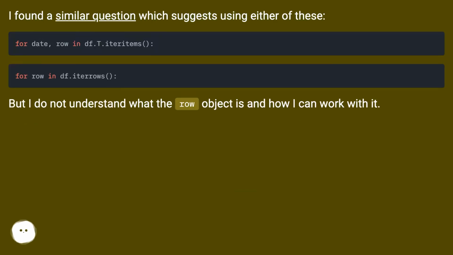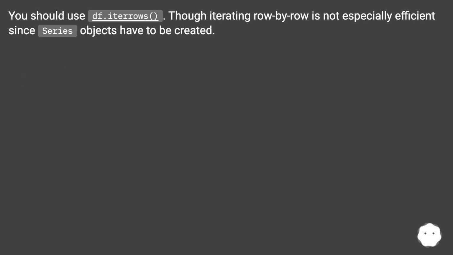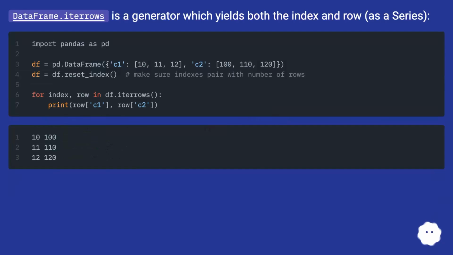I found a similar question which suggests using either of these. But I do not understand what the row object is and how I can work with it. You should use df.iterrows, though iterating row by row is not especially efficient since Series objects have to be created. DataFrame.iterrows is a generator which yields both the index and row as a Series.